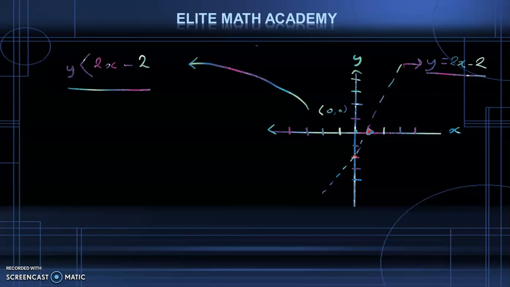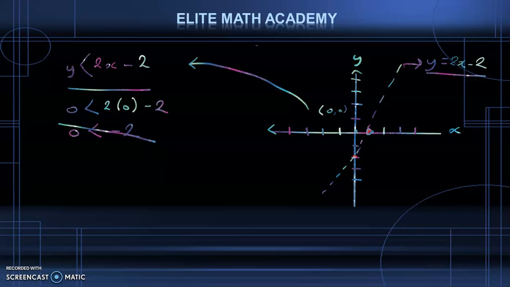So let's try. I will insert 0 into y: is 0 smaller than 2 times 0 minus 2? Again, we're inserting the coordinates of the origin as it's the easiest number to work with in any inequality or equation. So let's see if this satisfies. Let's solve this. 0 is smaller than 2 times 0, which is 0, minus 2. Is this correct? No, it is not correct.